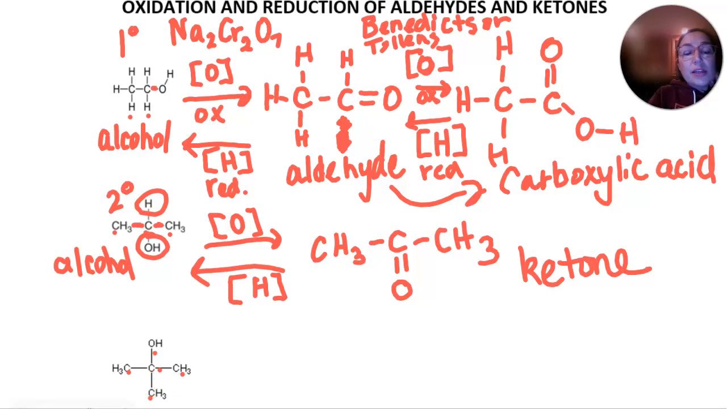Now, in our last example, we have CH3, C, CH3, and connected to that middle C is a CH3 and an OH. So this middle carbon has 3 CH3s coming off of it and 1 OH. Since that middle carbon is connected to 3 other carbons, it is a tertiary alcohol.